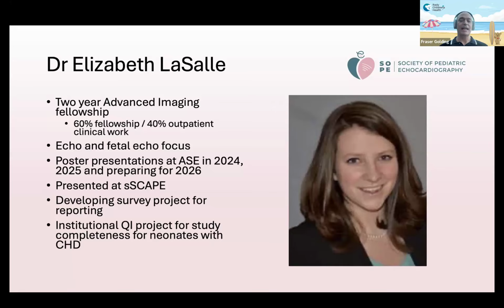She's developing a survey that I hope to send out through SOPE about some reporting elements and qualitative and quantitative measures. When that's ready, hopefully we'll leverage SOPE to get that out to all of the different sites across the country. She's also working on an institutional QI project for study completeness, because we have found a few deficits as we've expanded our group of sonographers and readers. So more to come on that.